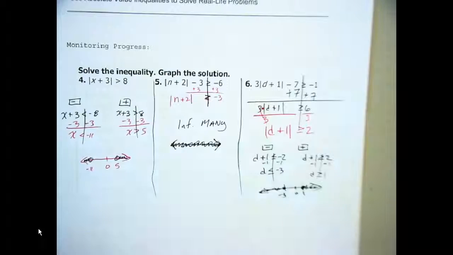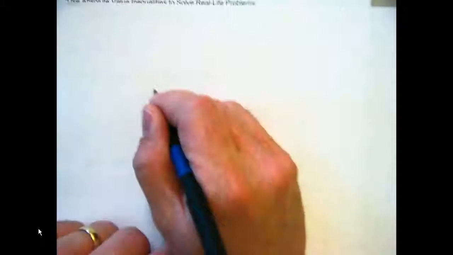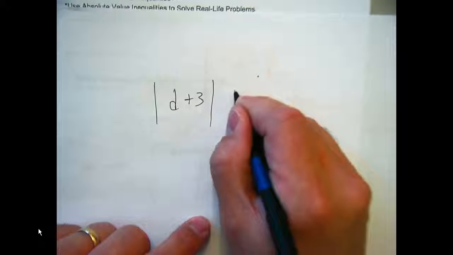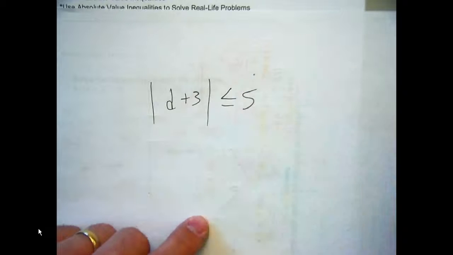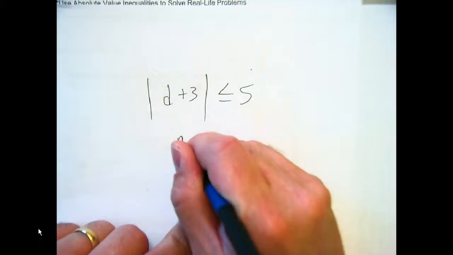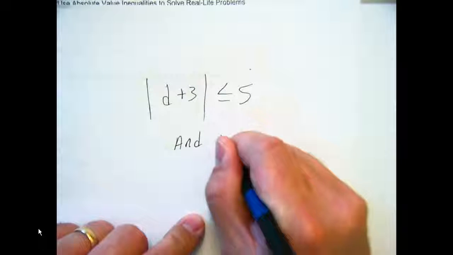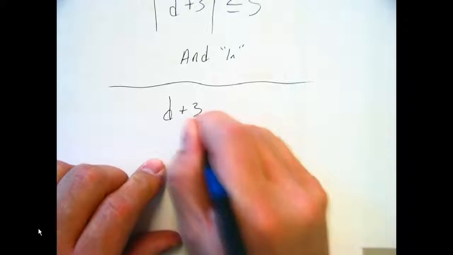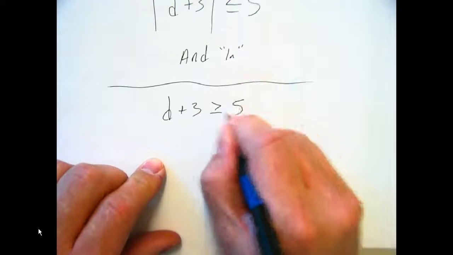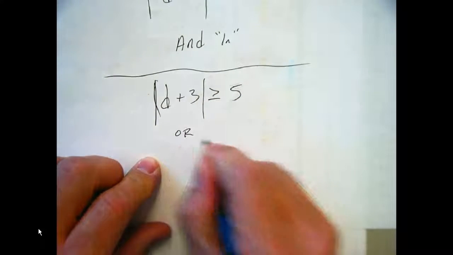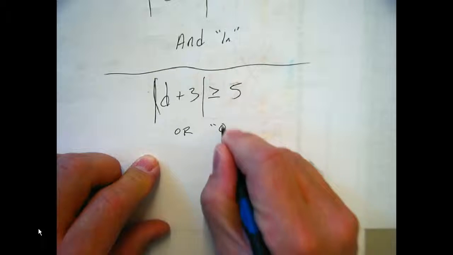In fact, if you're really paying attention, you should know that this problem right here is what type of graph? AND or OR? That is an AND. We shade in. This one right here is an OR graph. We shade out.